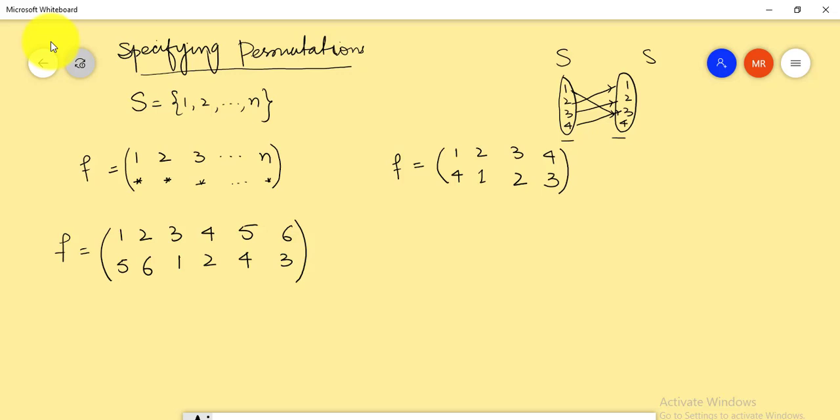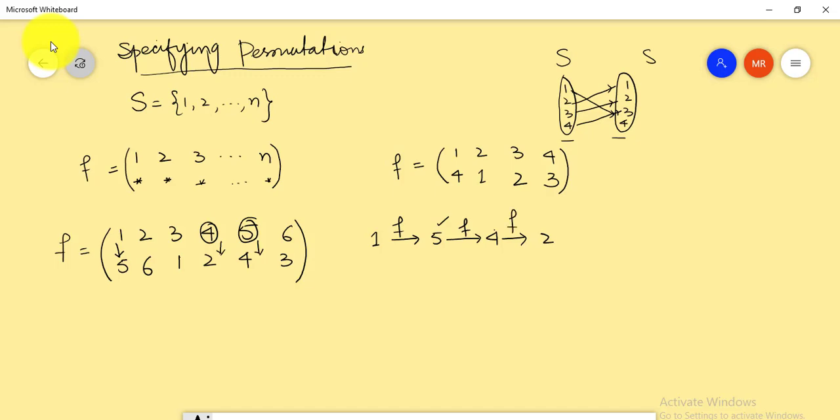So, this permutation maps 1 to 5. Then in the next step, we look for the image of 5. So this is 5 and it is mapped onto 4. Hence, 5 is mapped onto 4 by this permutation. In the next step, we look for the image of 4 and 4 is mapped onto 2. So 4 is followed by 2.